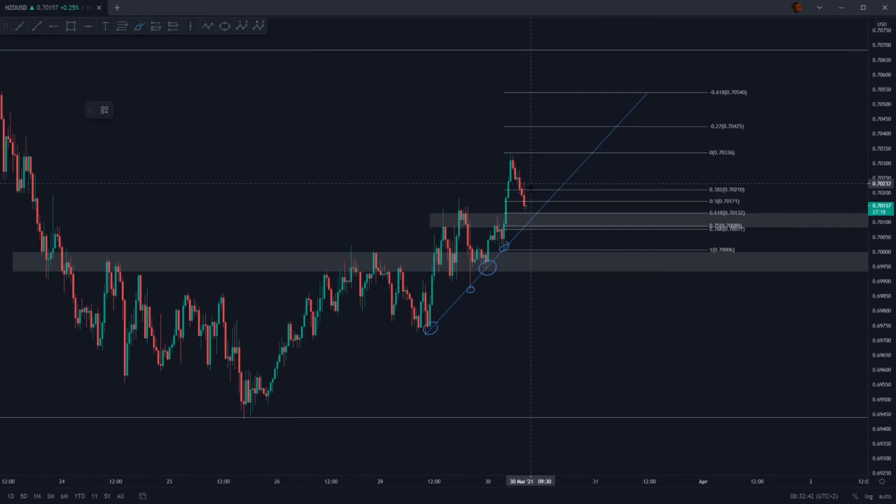So yeah, just wait for a retest of the 618 and of the trend line, and then see some further upside. So yeah, that's what I'm going to be looking for today, guys.